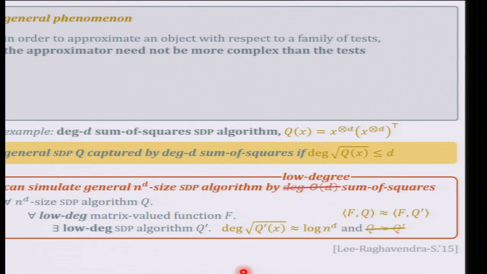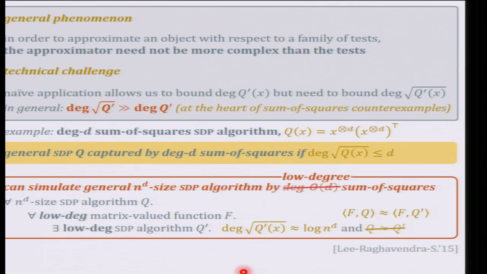First of all, this kind of theorem falls into a general framework of theorems. There are many versions of it, where you have some object and you want to approximate it with respect to a family of test functions. Here these are our test functions, and the general phenomenon is that if you want this kind of approximation, then the approximator need not be more complex than the tests. So in this setting, it would indicate that the approximator q prime can be chosen such that the degree of q prime is small.